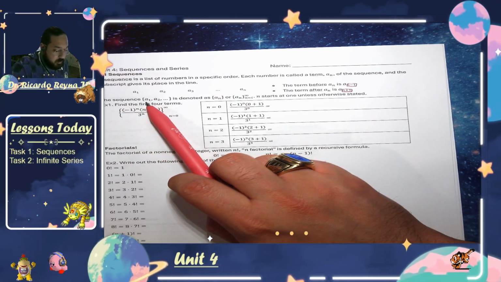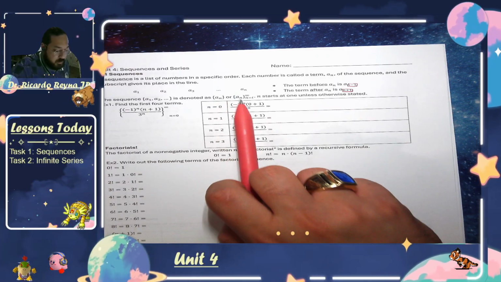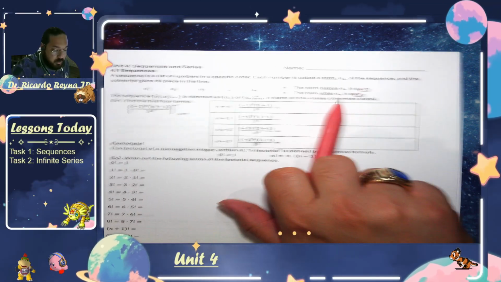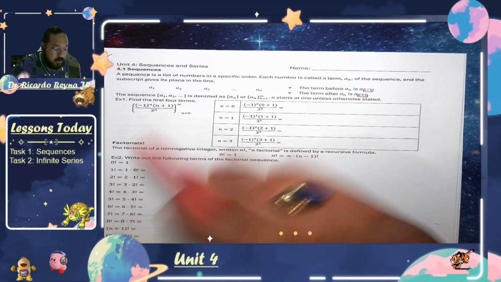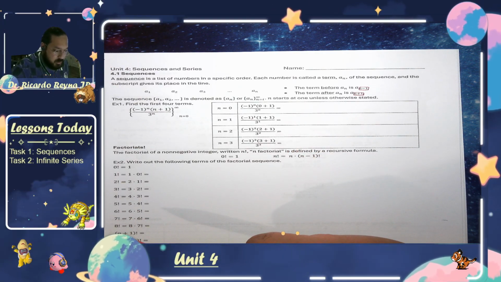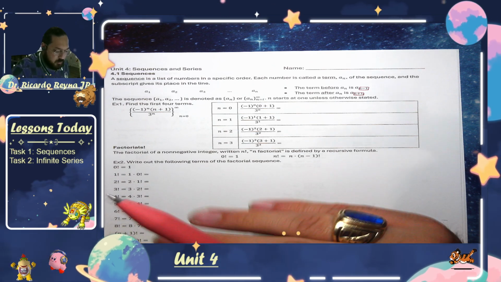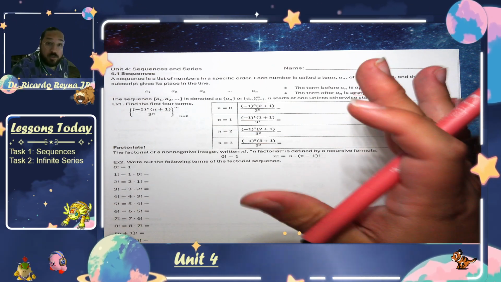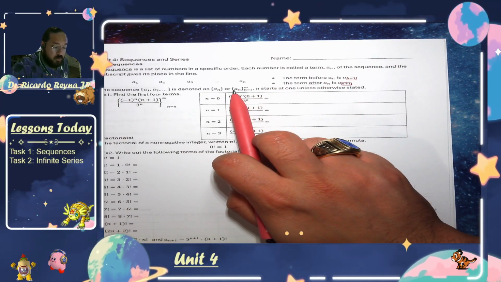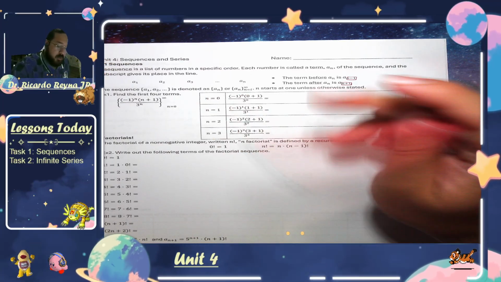The sequence can be written like this, or is denoted like this, or like this, and starts at 1 unless otherwise stated. So keep that in mind, especially because I've noticed that in some of your homeworks online, they're going to trick you with the notation of when it starts. So just keep that in mind, okay?